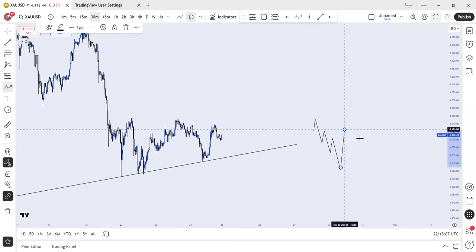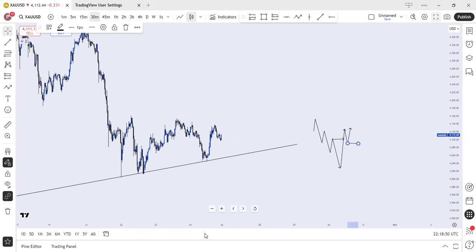What do I mean by a market structure shift? Some people also call it a change of character. So we need the last lower high to be taken out, right? Once price takes out the lower high, that is not it. You wait for your inducement, a proper inducement, to form before you enter. So this is actually my inducement here. Then I'll enter from a point of interest, which is another block or a breaker block closer to this inducement. So this is the confirmation that you need at this particular level here.